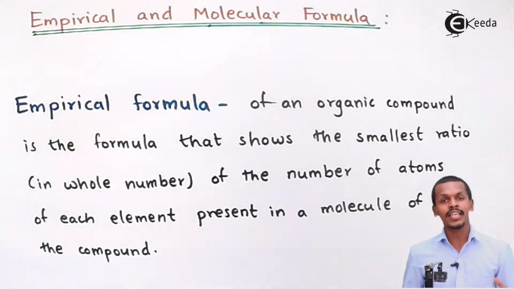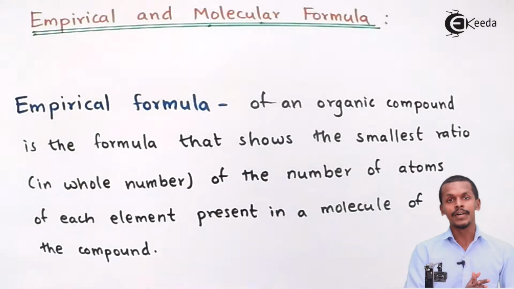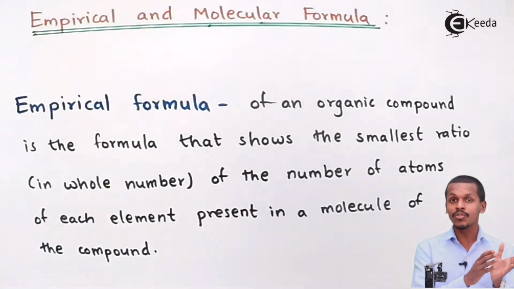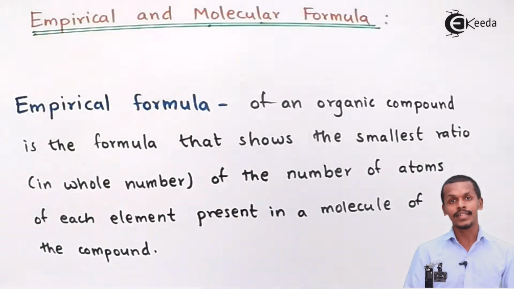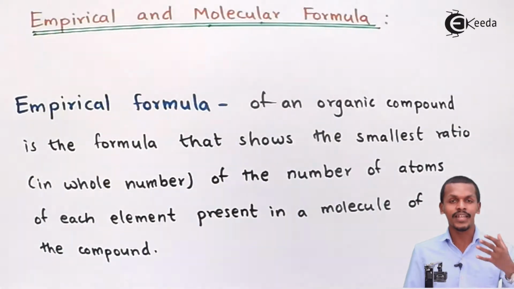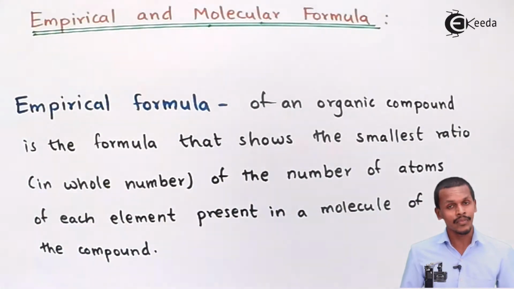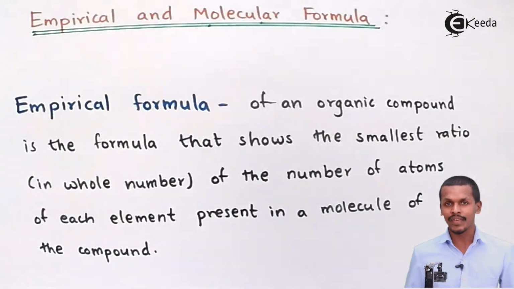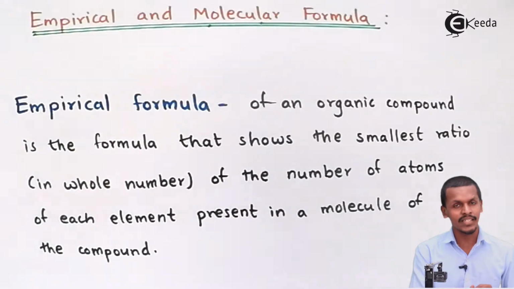So the empirical formula gives us the detail of which elements are present in that organic compound, in the smallest ratio. It gives us an idea, and a ratio in the smallest form with which the organic compound can be represented. This is the empirical formula that we have discussed, and we are going to analyze it deeply with an example to understand it.